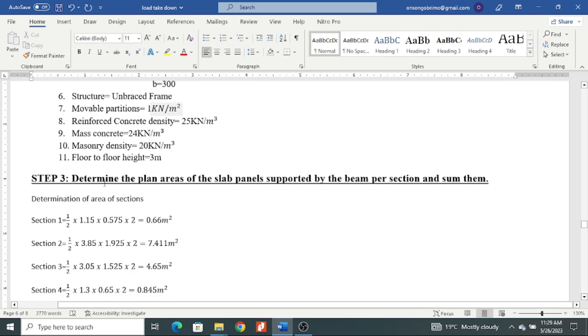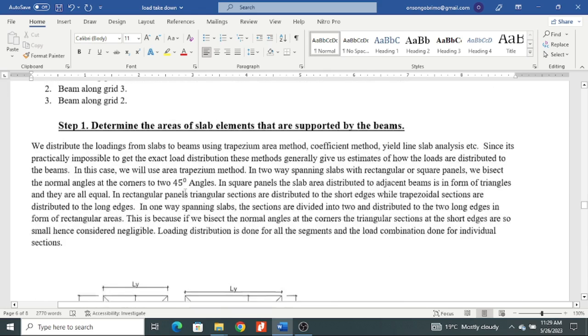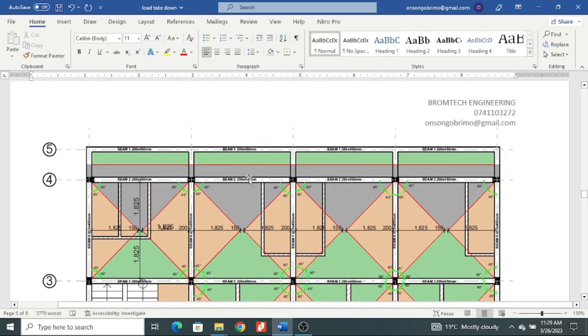Step 3 is determining the plan areas of the slab panels that are supported by the beam sections and summing all of them up if their loading is uniform. Because in cases like, let's say this beam, this could be a balcony where you want to load a live load of 3 kilonewtons per meter squared, and these are residential utility. Maybe it's a bedroom where you want to load 1.5. So you see this is double this, so you should do all those considerations, and if it is the same, just sum them up and proceed.